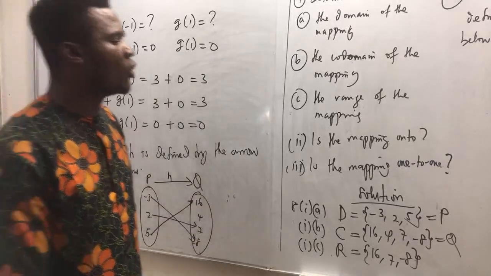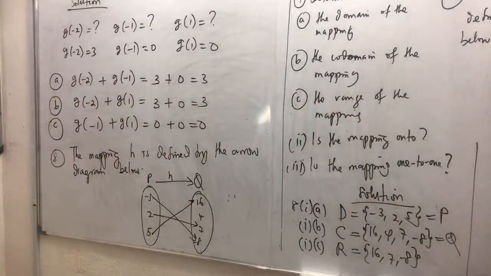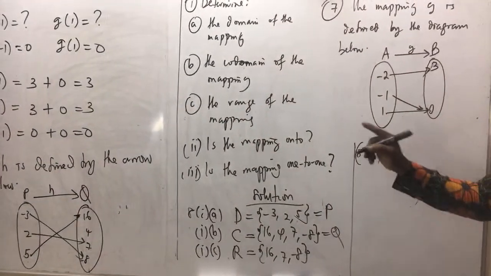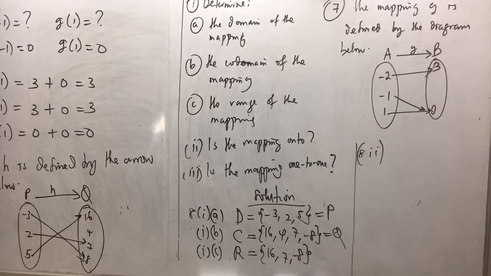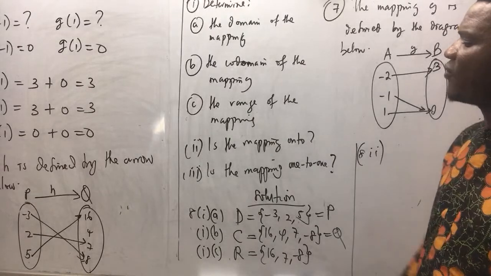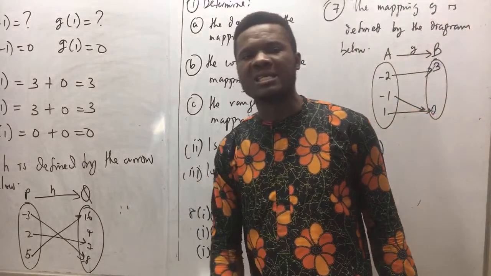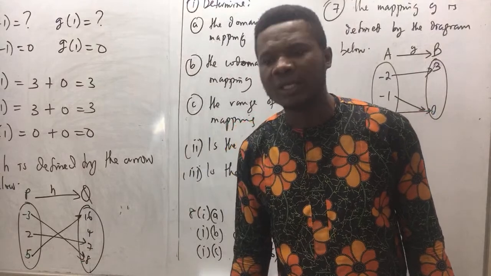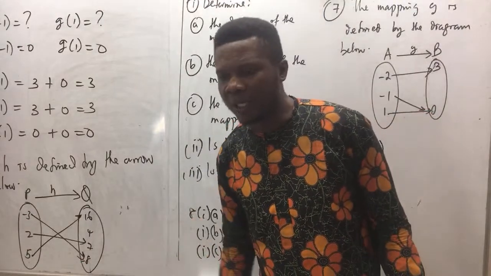Now, going to 8II. Let's go back to 8II, guys. 8II is demanding that we answer the question, is the mapping onto? When is a mapping onto, guys? A mapping is onto when every element in the codomain is an image. Is every element in this codomain an image? No. The answer is a big no.